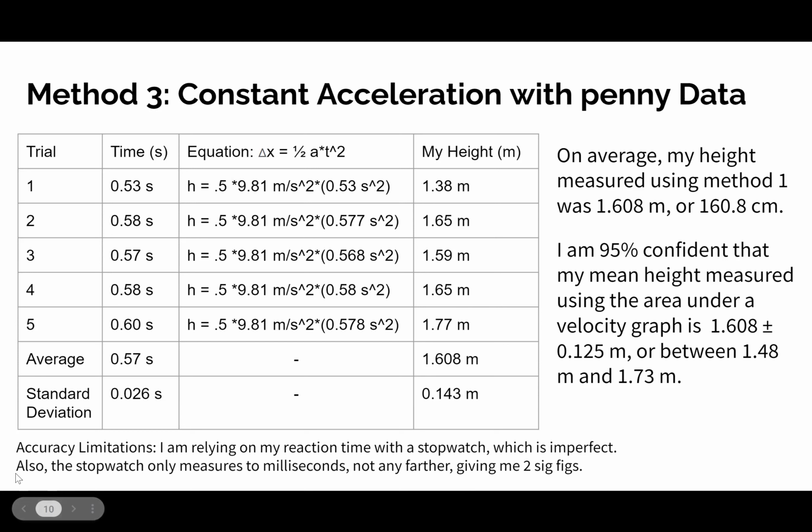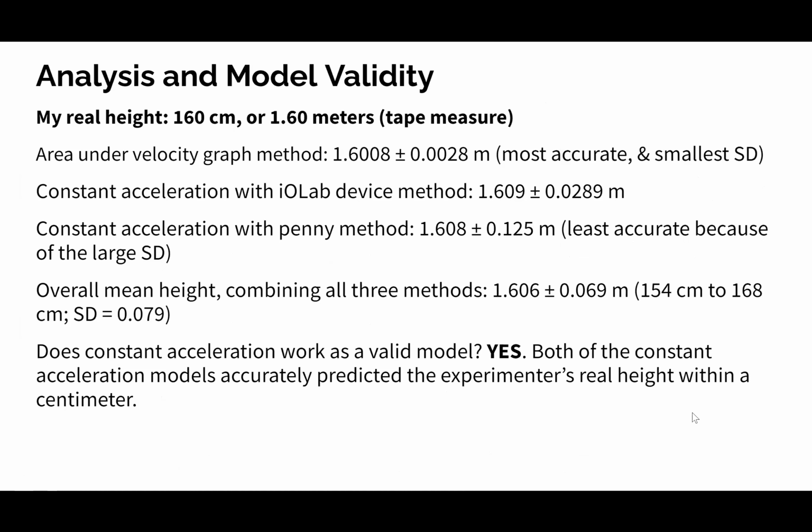Oh, also, the stopwatch only measured to milliseconds. So actually, I really only had 2 sig figs. So all of these are only really accurate to the first 2 digits here, so like about 1.5 meters, about 1.7 meters, right? It isn't perfectly accurate because my stopwatch was not exact.